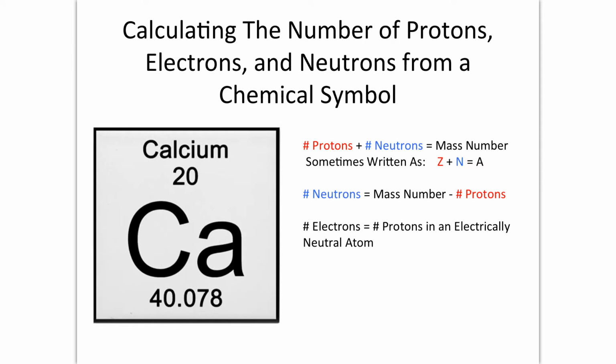If it has one or two, the first letter is always capitalized. So if you only have one letter, it's capitalized. The second letter in a two-letter abbreviation for an element is always going to be a lowercase letter.